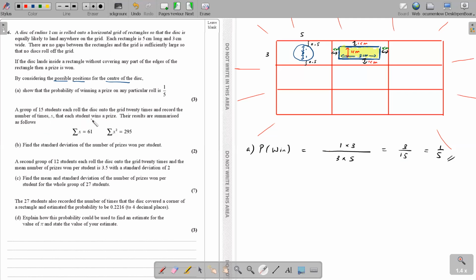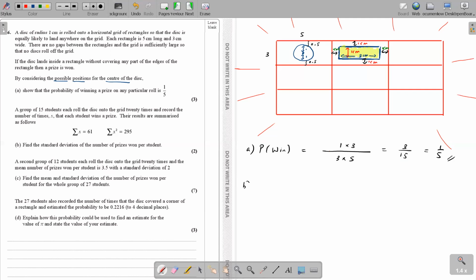Okay, and records the number of times that the student wins the prize. The results are summarized as follows. Sigma x: all together, all the children have won prizes 61 times. Sigma x square is 295. Find the standard deviation of the number of prizes won per student.